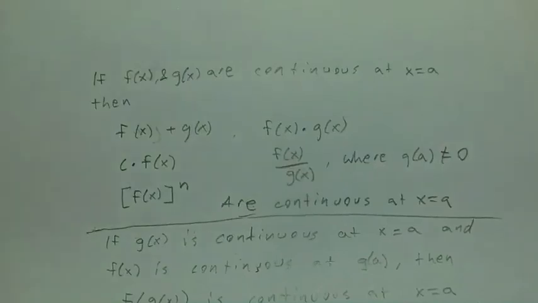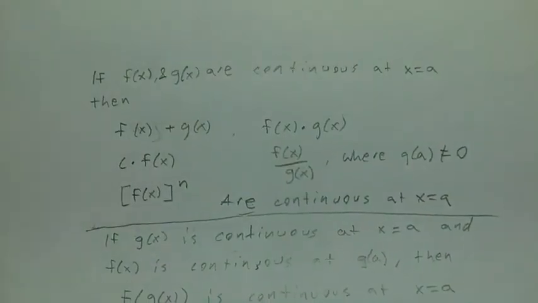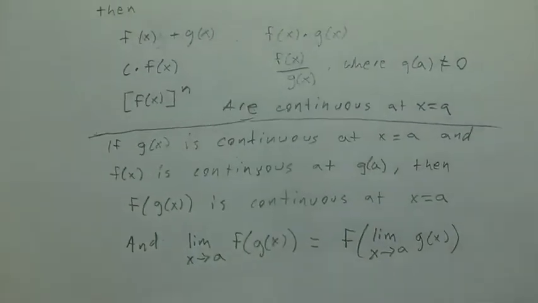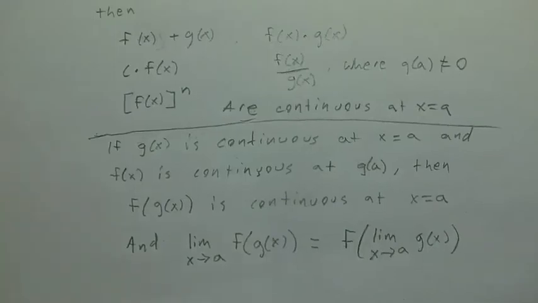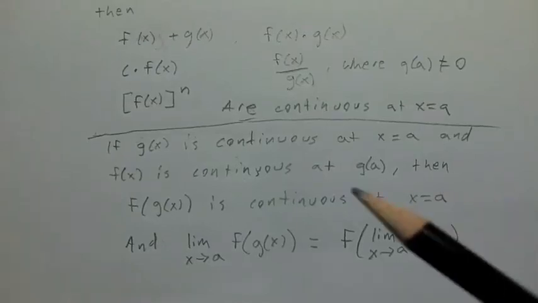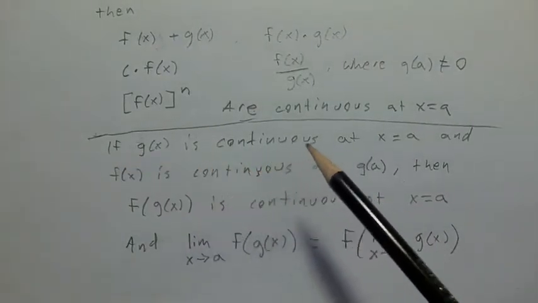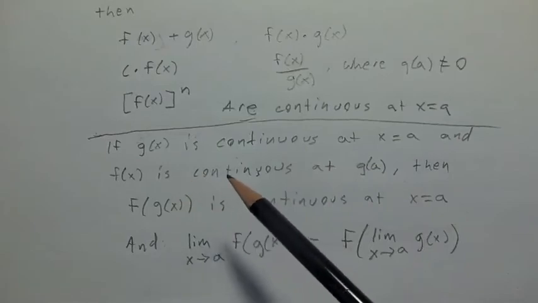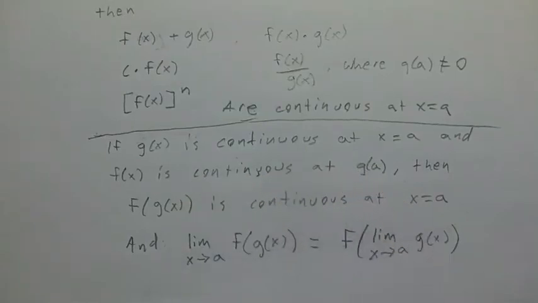Okay, so sums, products, quotients, and this one here, this property is quite interesting because it actually allows us to do a lot of crazy limits that we might not have thought about. And you probably already got a sense of this in some of the things you worked on. But basically, if g of x is continuous at a, and f of x is continuous at g of a, then f of g of x is continuous at x equals a.